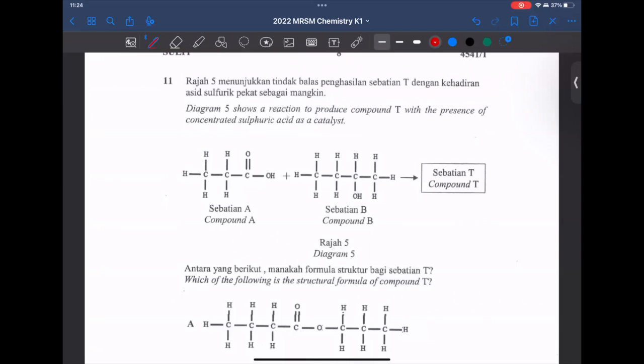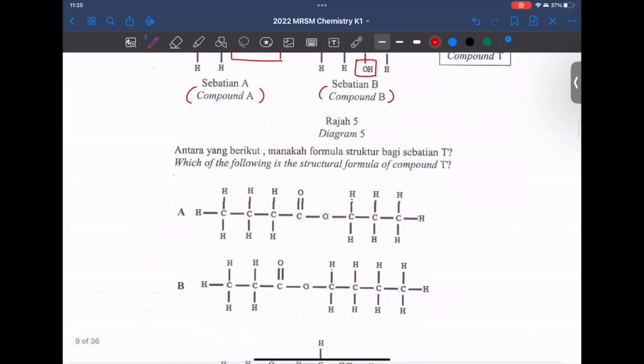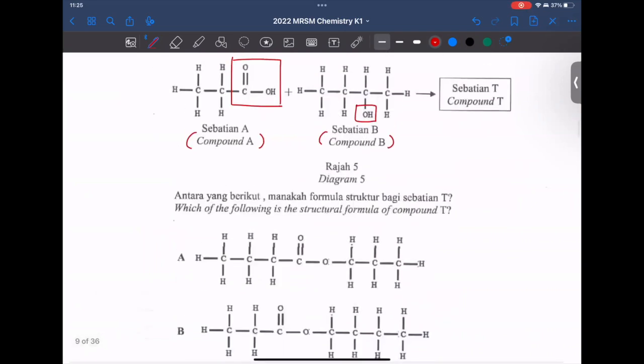11, diagram 5 shows a reaction to produce compound T with the presence of concentrated sulfuric acid as a catalyst. So it's referring to a carboxylic acid. So compound A is a carboxylic acid. Compound B is an alcohol. How do I know? COOH, and this one is OH only. So A is a carboxylic acid, B is an alcohol. So in this case, which of the following is the structural formula of T?